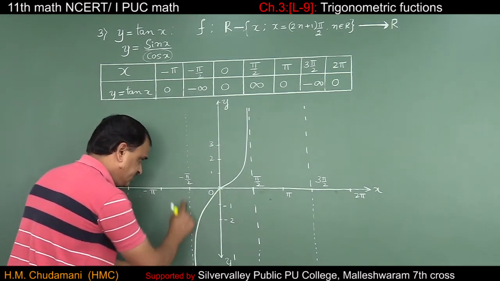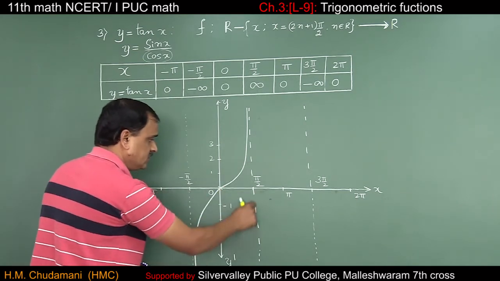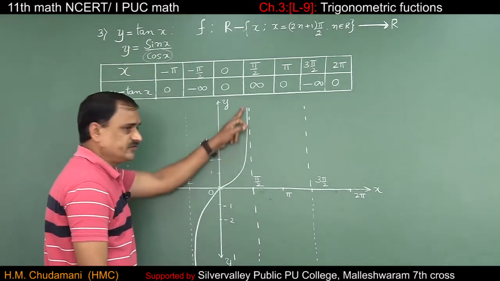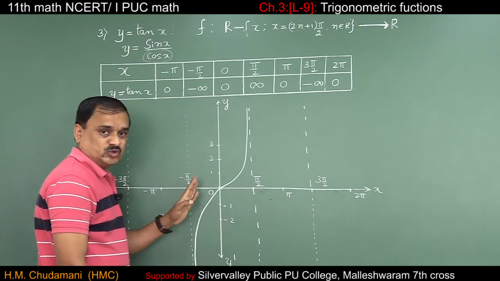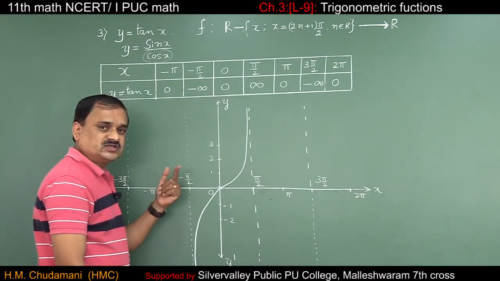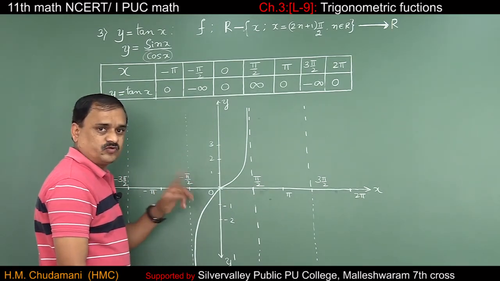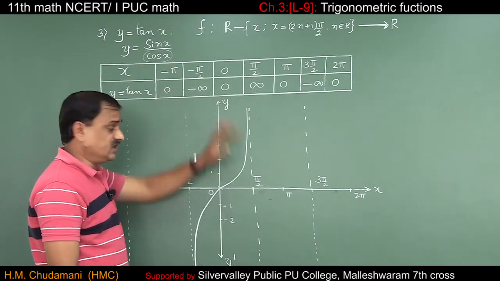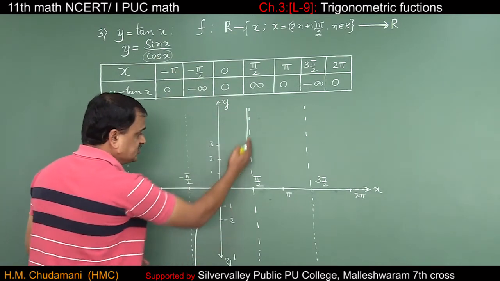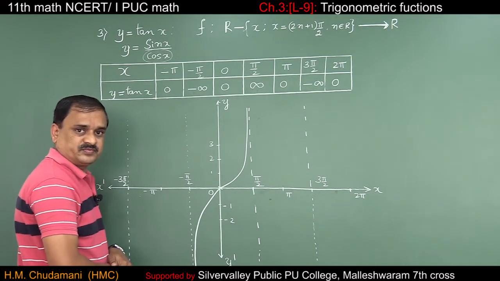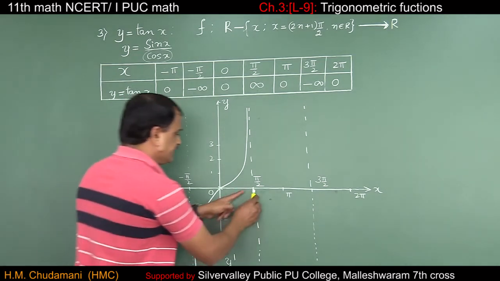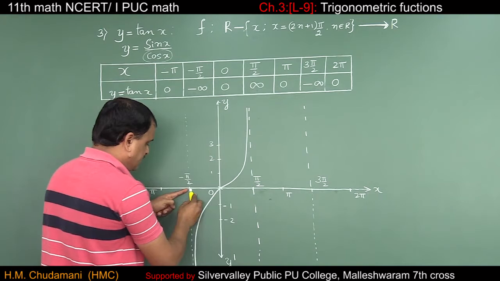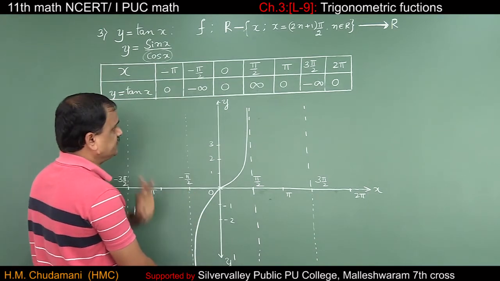Okay, it doesn't touch minus pi by 2 and even plus pi by 2, it touches somewhere at infinity. So that is called an asymptote. If a line touches the curve, that is called a tangent. If it touches somewhere at infinity, that is an asymptote. This is one of the branches of tan x. So tan pi by 2 is infinity, tan minus pi by 2 is minus infinity.